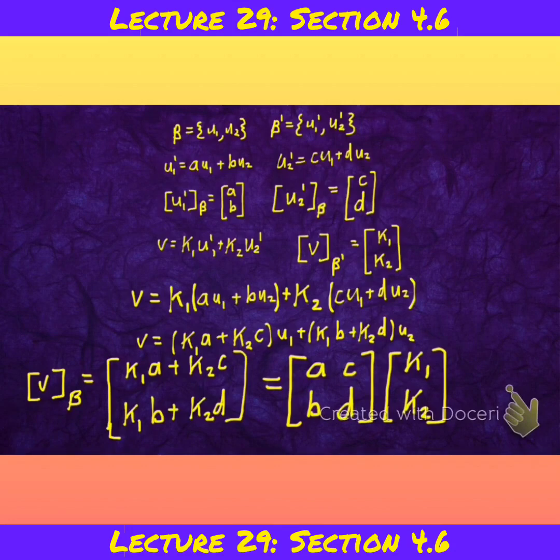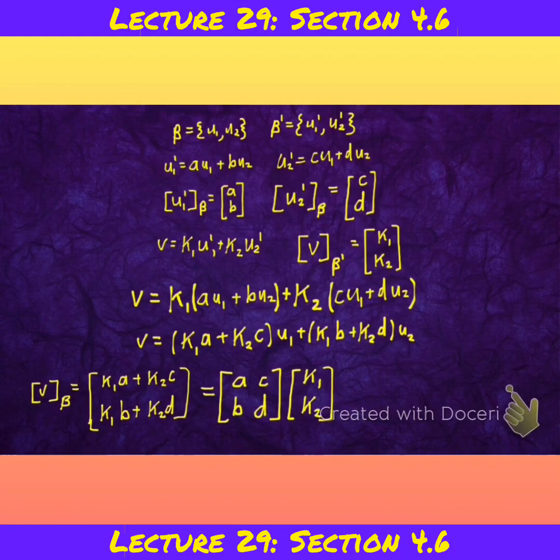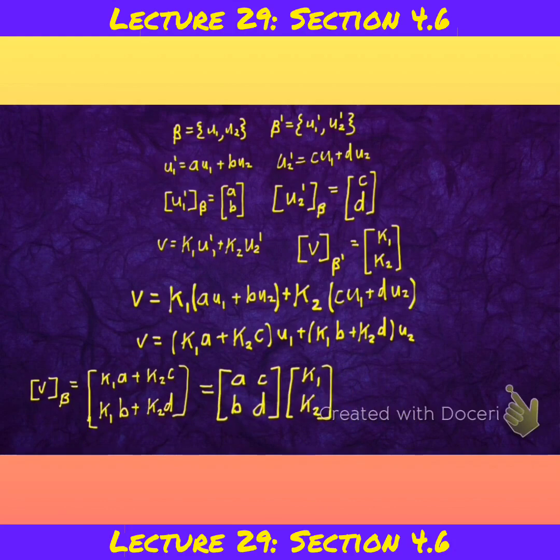Remember, what is this k1, k2 vector? What is that equal to? Right, it's equal to the following. There we go. k1, k2 can be replaced by that quantity or vector. So what have we done here? We've established this vector as a matrix multiplied by the coordinate vector of v with respect to the other basis.